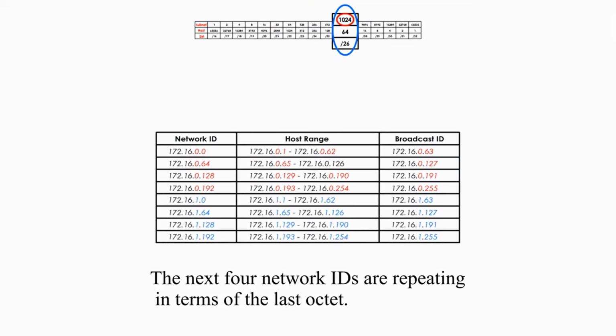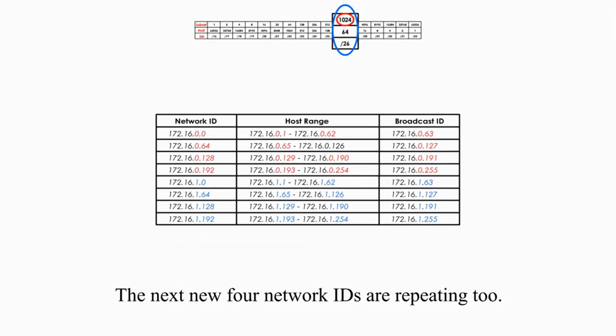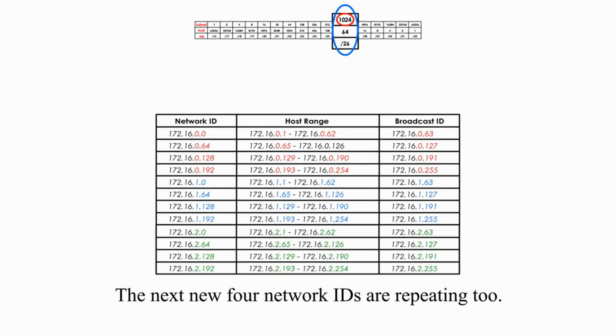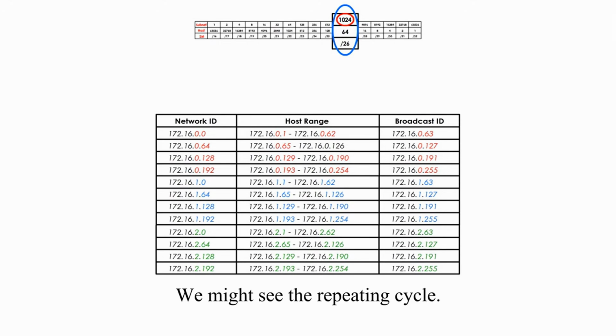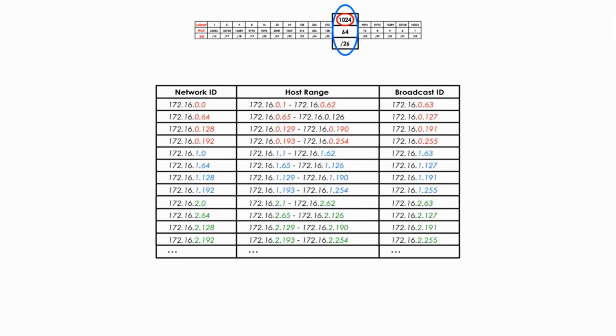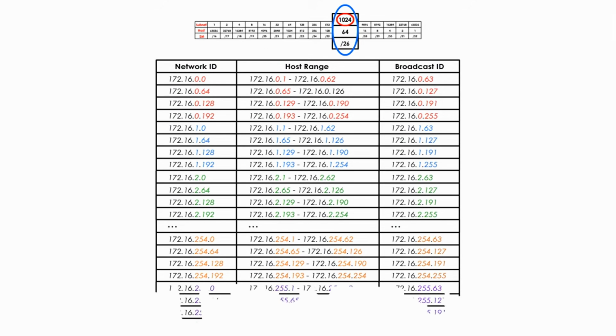The next four network IDs are repeating in terms of the last octet. The only difference is the third octet. It increases from 0 to 1. The next new four network IDs are repeating too. The third octet is increased from 1 to 2. We might see the repeating cycle. Every 4 rows has completed a cycle. And we want to skip the next hundreds of rows and only display the last 8 rows.